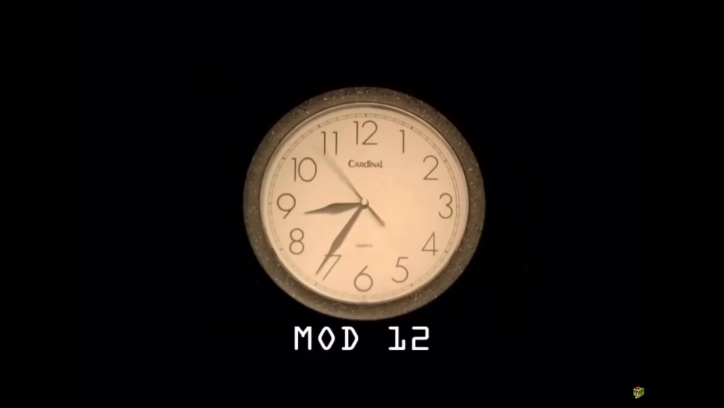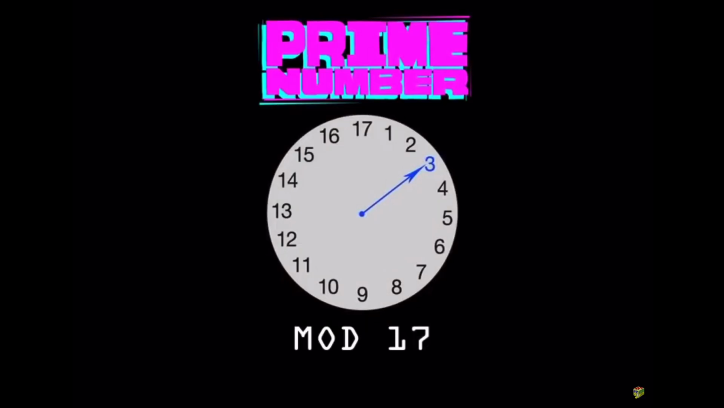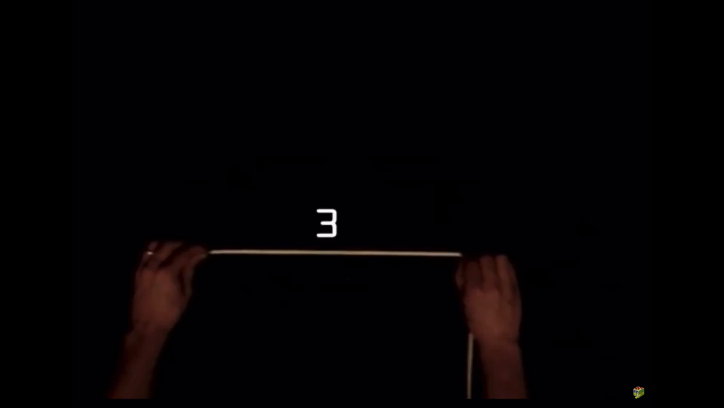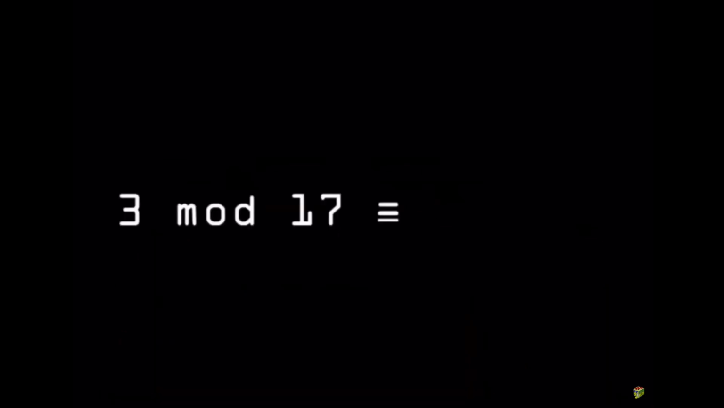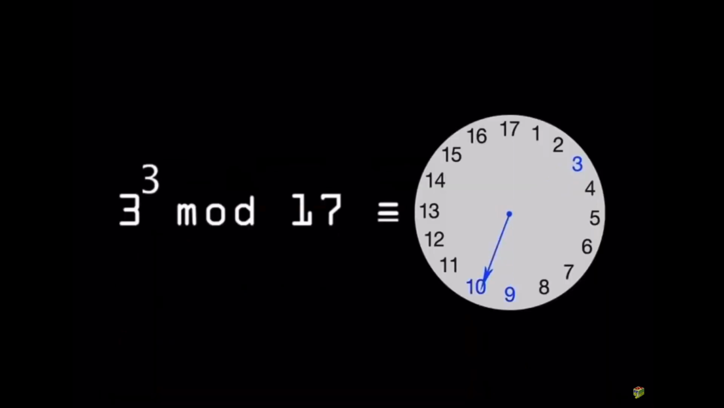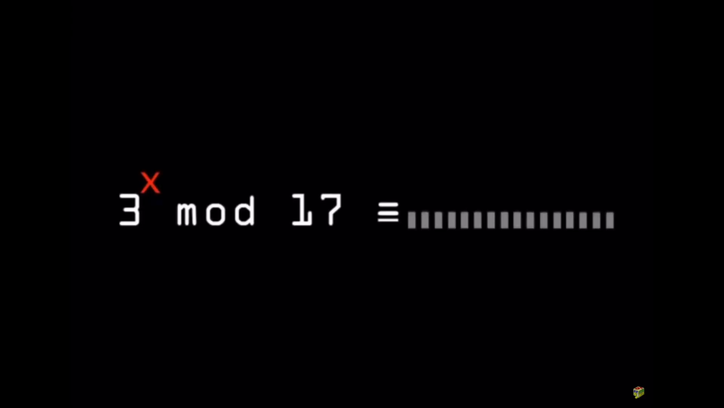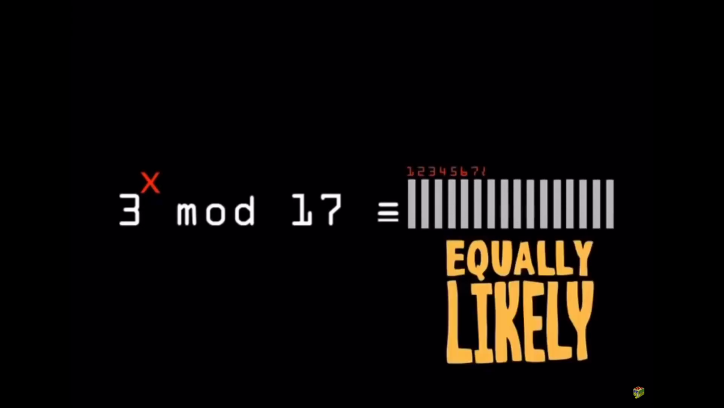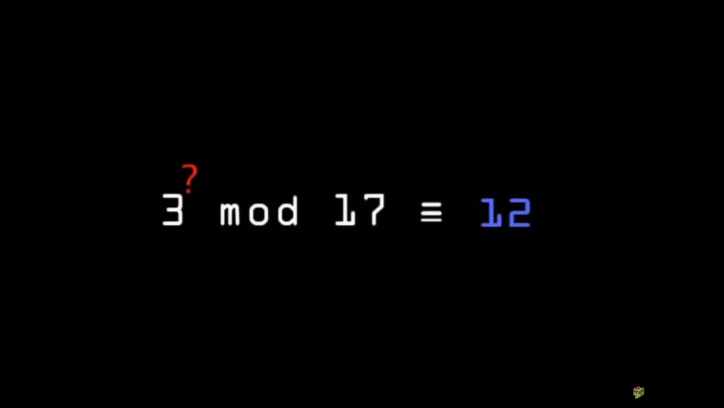Easy. Now, to make this work, we use a prime modulus, such as 17, then we find a primitive root of 17, in this case 3, which has this important property that when raised to different exponents, the solution distributes uniformly around the clock. 3 is known as the generator. If we raise 3 to any exponent x, then the solution is equally likely to be any integer between 0 and 17. Now, the reverse procedure is hard.